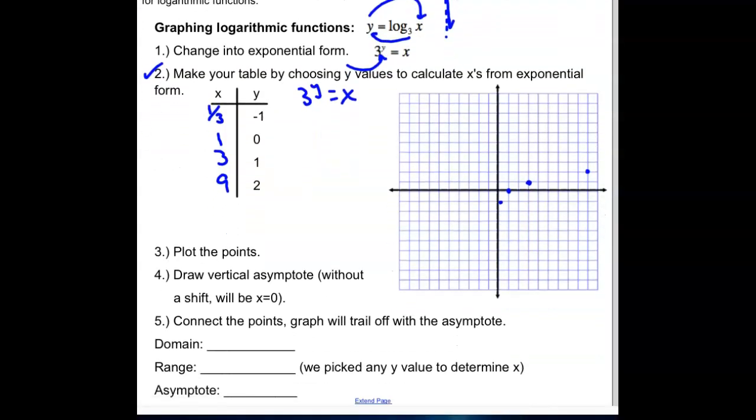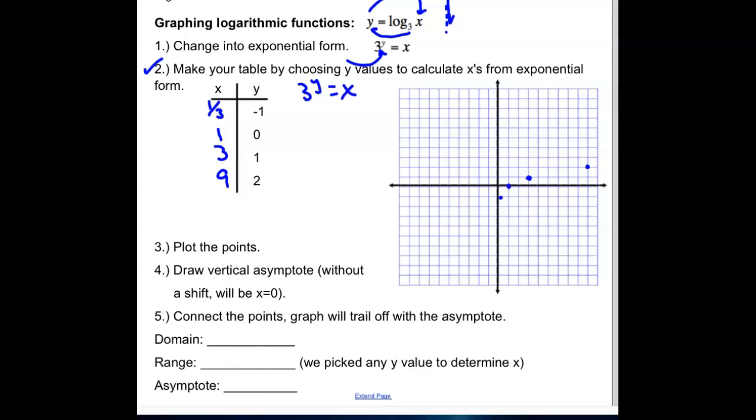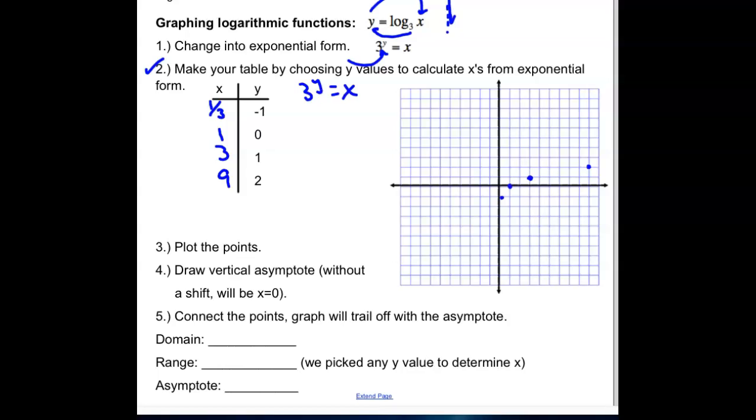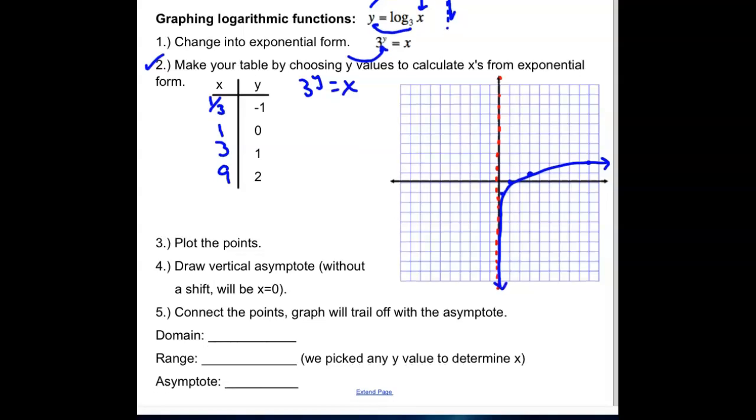So we've plotted our points. We're going to draw in the vertical asymptote. And if we have no shift, which in this case we don't, it's going to be right here at x equals 0. And then we're simply going to connect our graph and trail off with our asymptote. So we're coming up along this vertical asymptote, and we're going to go through our points here and curve off to the right. That's a very standard log graph.